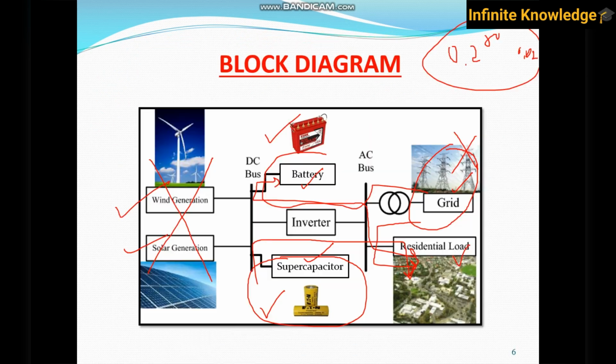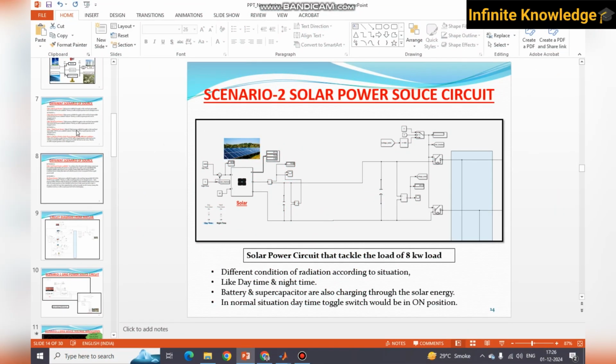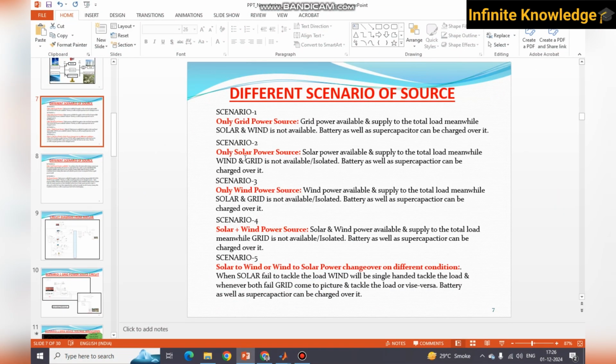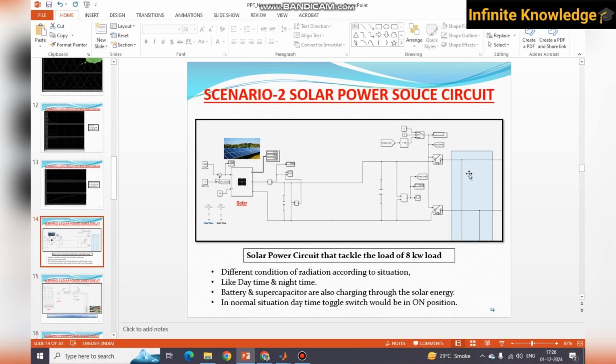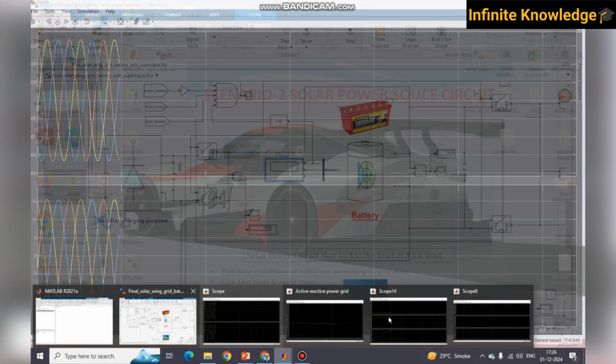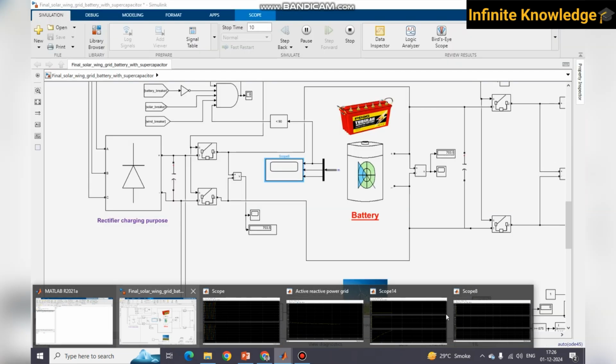You can see we have different sources, so if any one of them fails, another is able to supply or feed the load. Now we are switching over to scenario 2. What is scenario 2? Scenario 2 is that only the solar power source is available and supplies the total load. Meanwhile, wind and grid are not available, isolated. The battery is also charging on the solar. So you need to change the simulation according to the requirement.